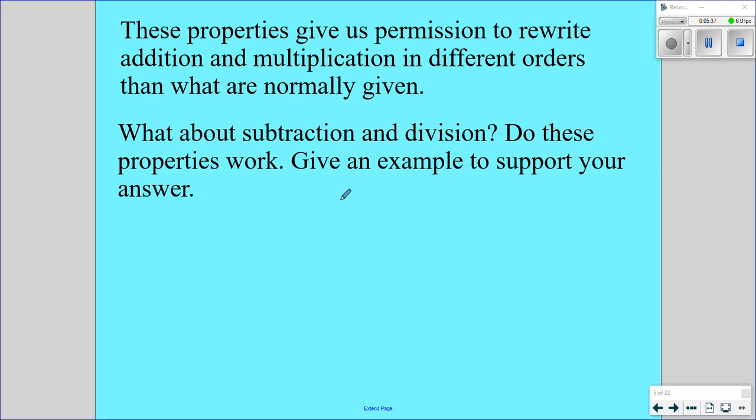All right. So it says these properties give us permission to rewrite addition and multiplication in a different order than what is normally given. Something to think about. What about subtraction and division? Do those properties work if you switched it? So just think about it and wonder: given two numbers, whether you divide or subtract, see what happens.